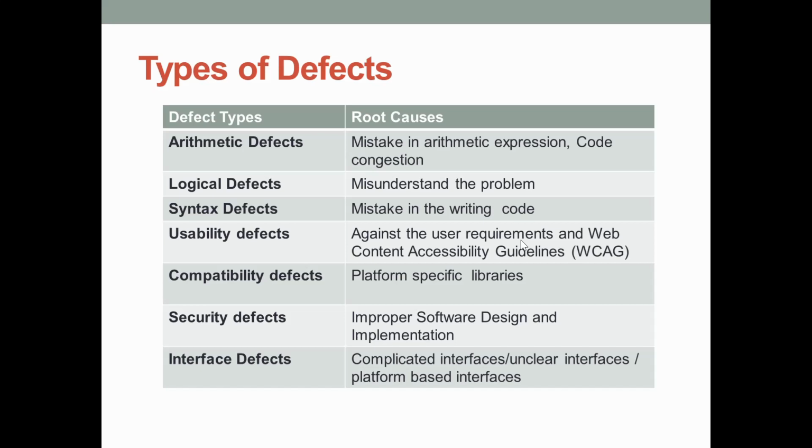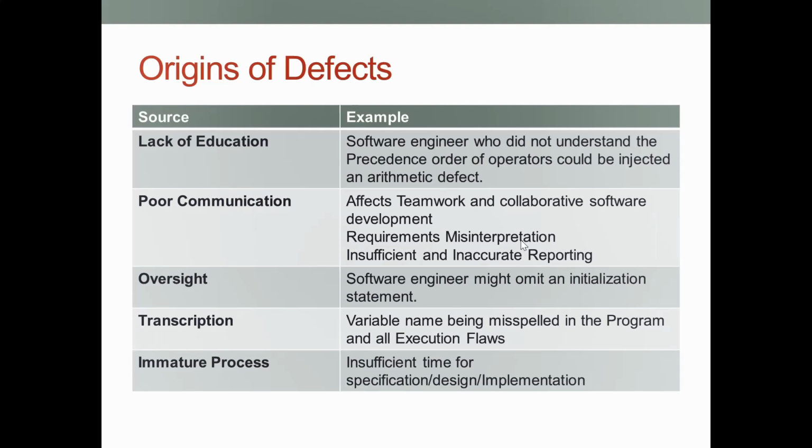Usability defects occur when the software is not user friendly. Compatibility defects will happen when the software uses some platform specific libraries. Security defects may occur when the software is not designed as well as implemented properly. Interface defects occur when the software uses complicated, unclear as well as platform based interfaces.